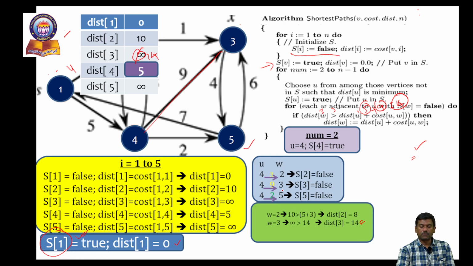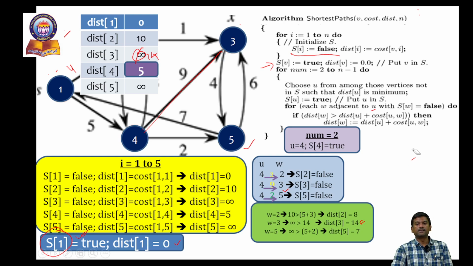And there is also one more w, that is 5. So take w equal to 5. When you take w equal to 5, you check the condition once again: if distance of w is greater than distance of u plus cost of u comma w. What is the value of w? That is 5. So distance of 5 is greater than distance of u, where u is equal to 4, plus cost of u comma w. What is the distance of 5? That is infinity.